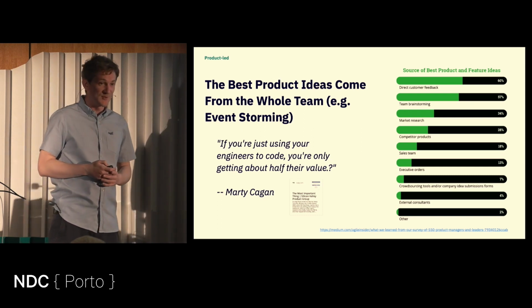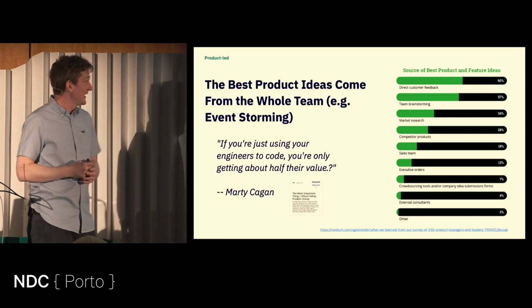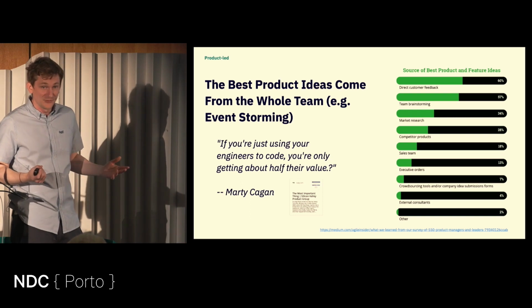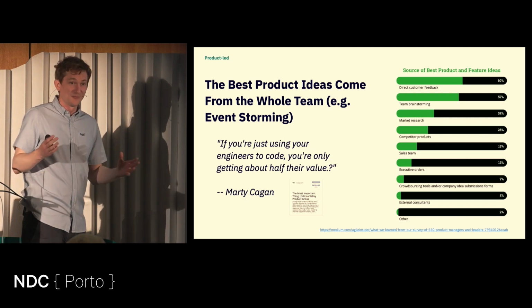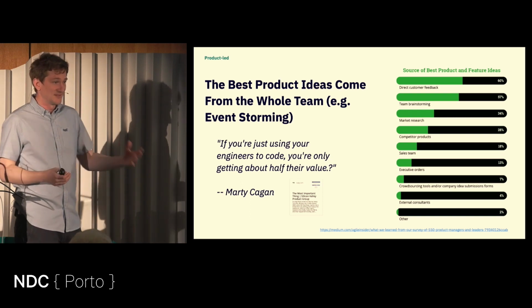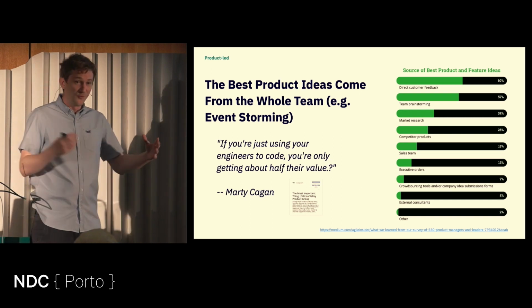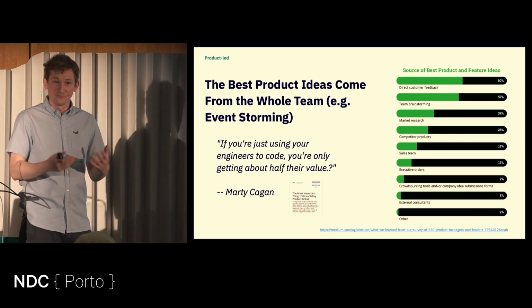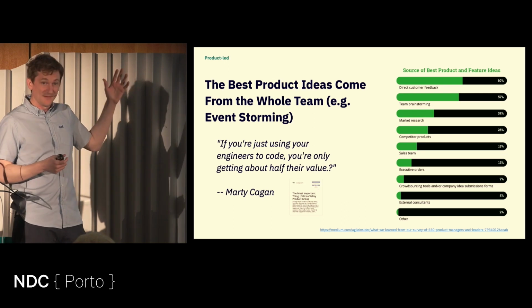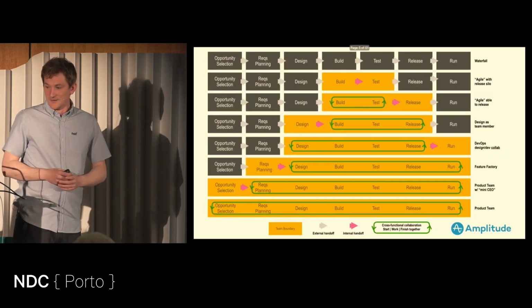Marty Cagan's got a nice quote too. If you're only using your engineers to code, you're getting like half their value. And if you've been to an event storming session and you've seen developers and testers and customer support people all working together to figure out how can we improve the product, I think you would definitely agree with that statement.